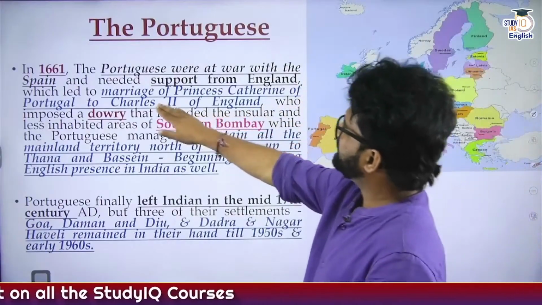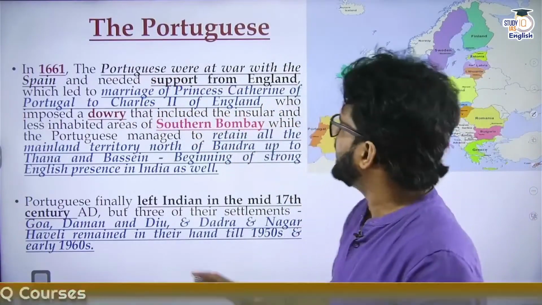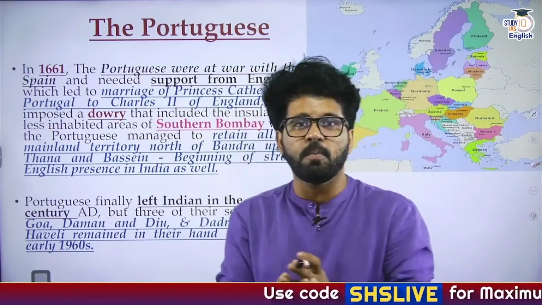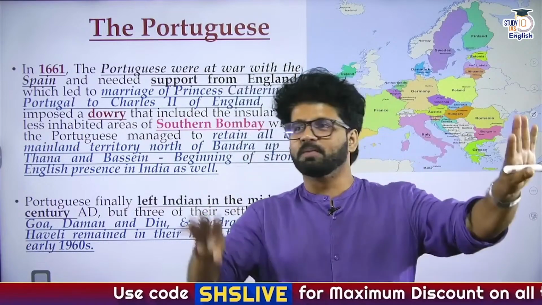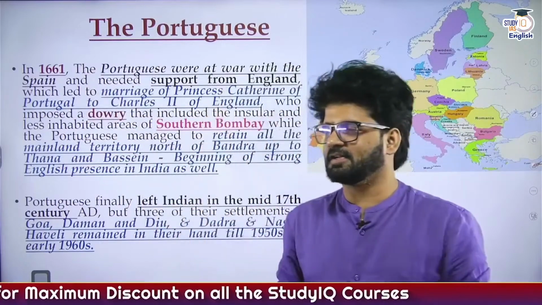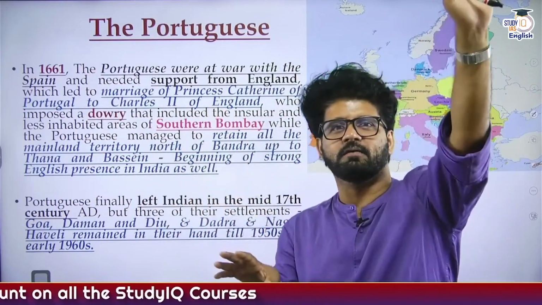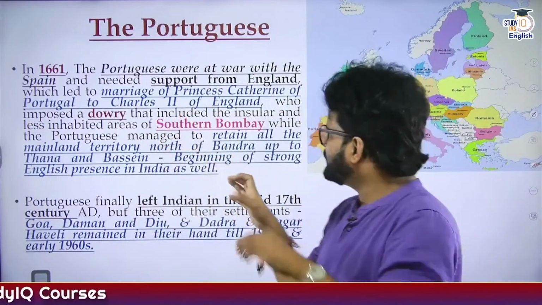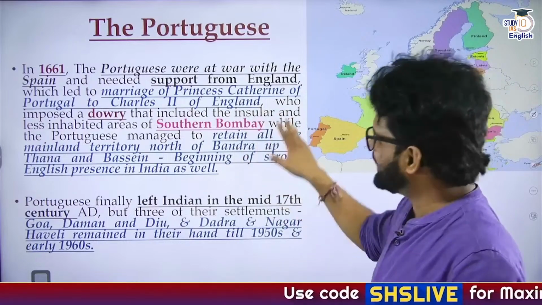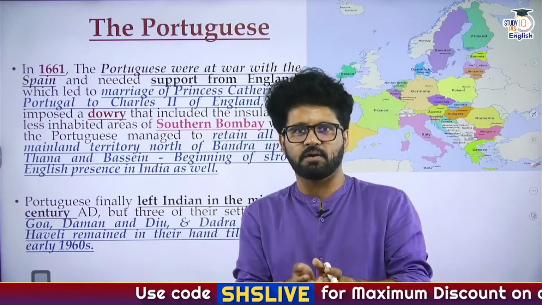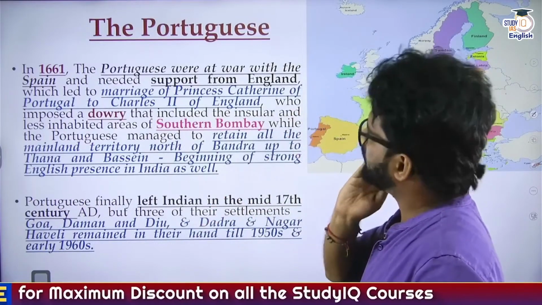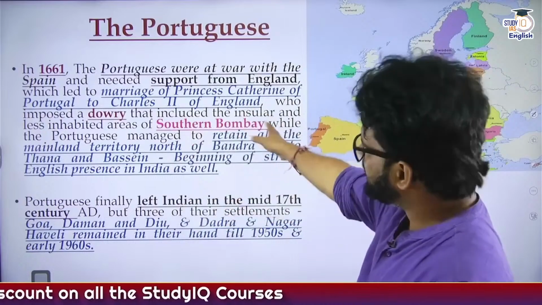In 1661, the Portuguese were at war with Spain and needed support from England, which led to a marriage. You don't have to remember who married whom, you may have seen those banners with names. That does not matter. What matters is the reason for the Portuguese giving Bombay as dowry to the English people, or the English crown, or England. So this is the story behind it which we have just discussed.